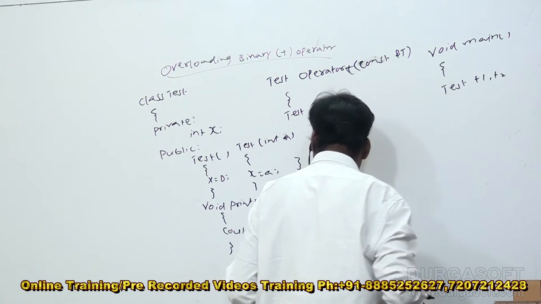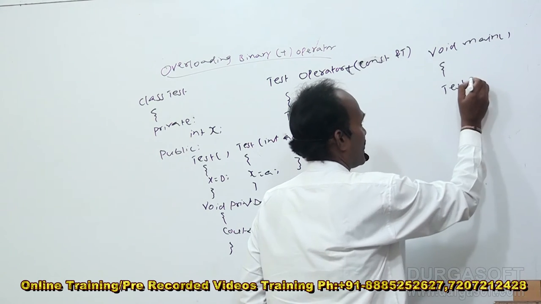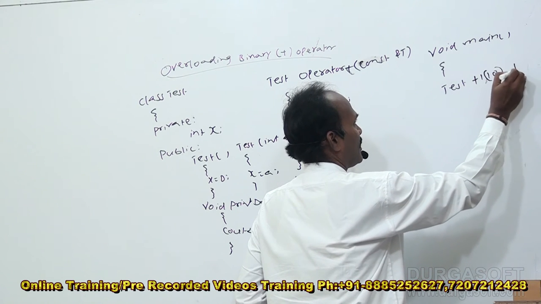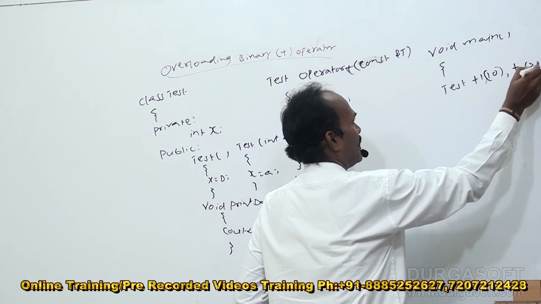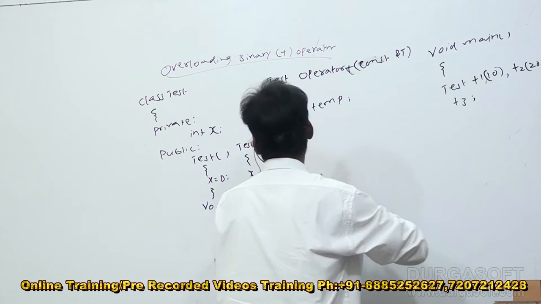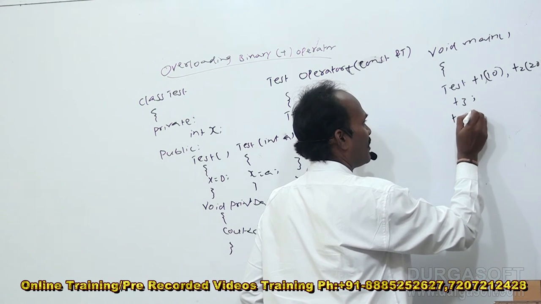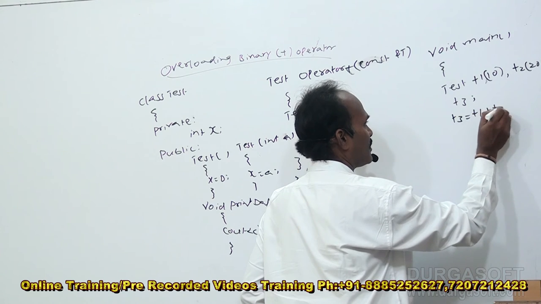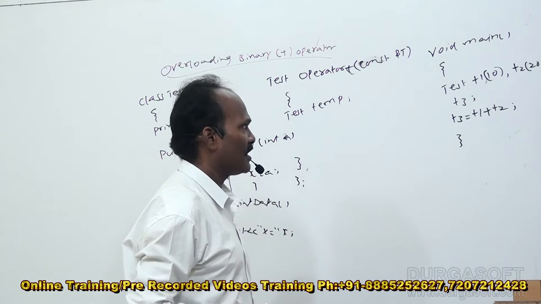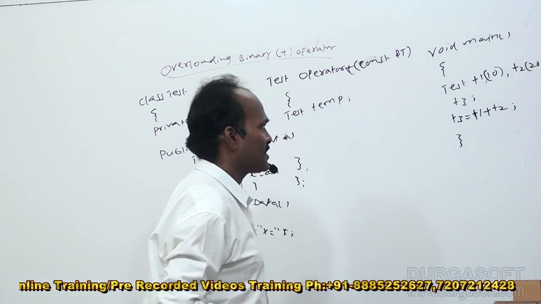I will create objects like this. Test T1, I am passing 10, T2 20, and T3 without anything, which means T3 will be initialized to 0. Now I will say T3 equal to T1 plus T2.